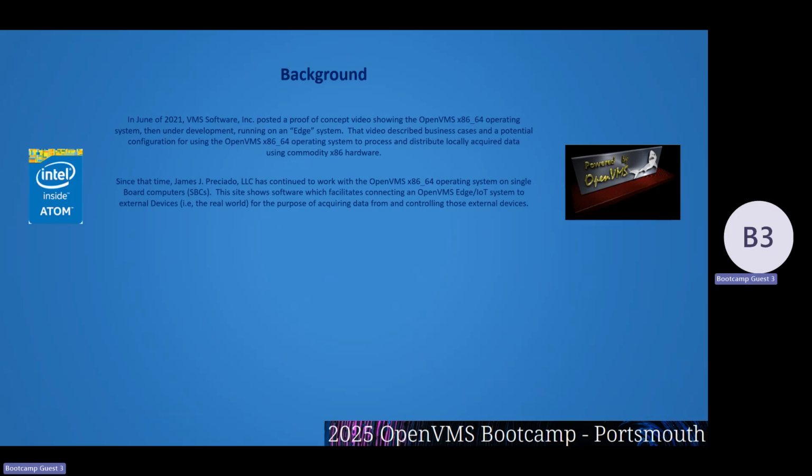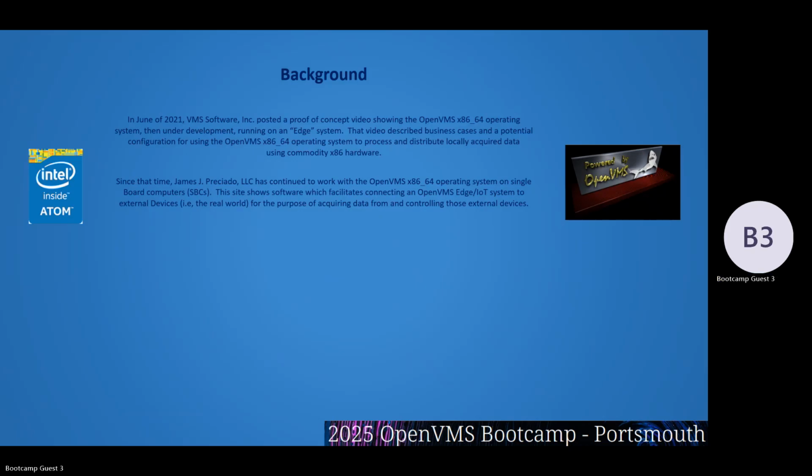Early on in field test, a fellow who worked for VSI called Chris Brown posted a video. It was field test, I think 9.0G or H, running on a single board computer. Now, this is running directly on bare metal. There was no emulator, there was no hypervisor involved. And that video actually described business cases and potential uses and configurations for running x86 to process and distribute locally acquired data using low-cost commodity hardware. I saw that video and it just clicked.